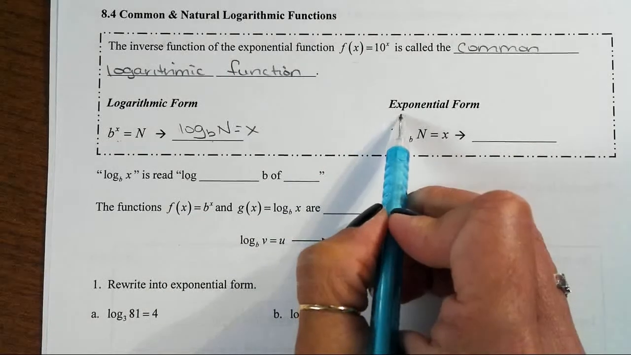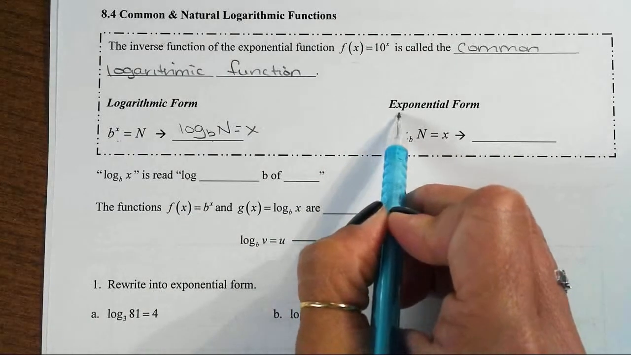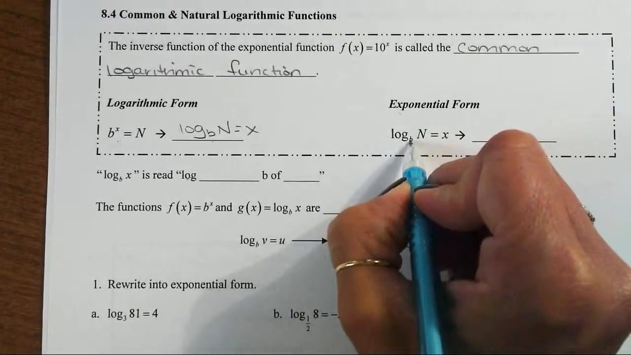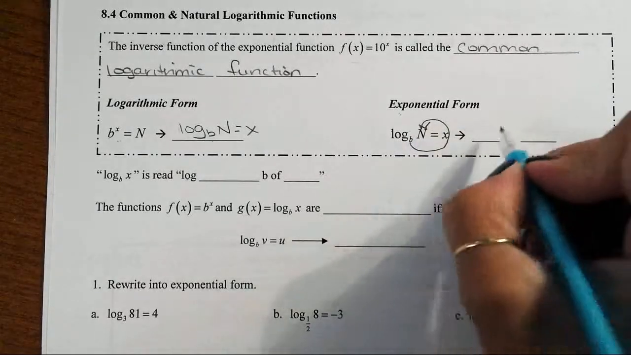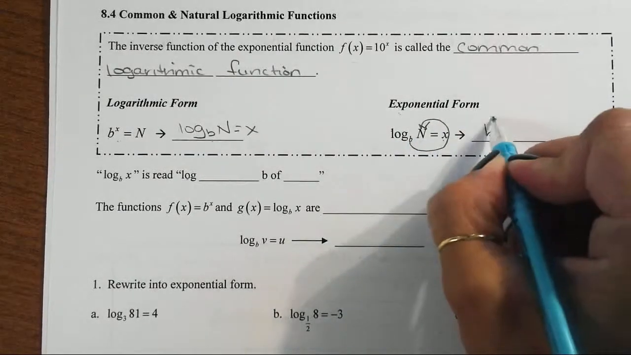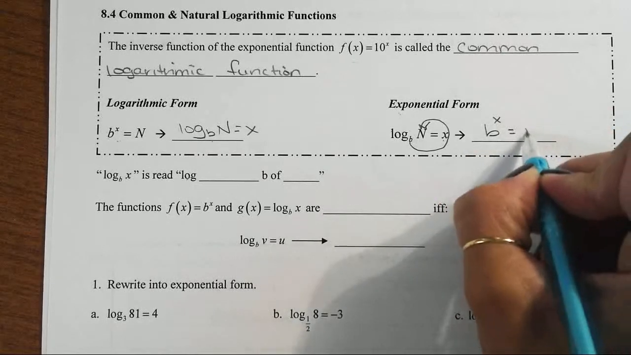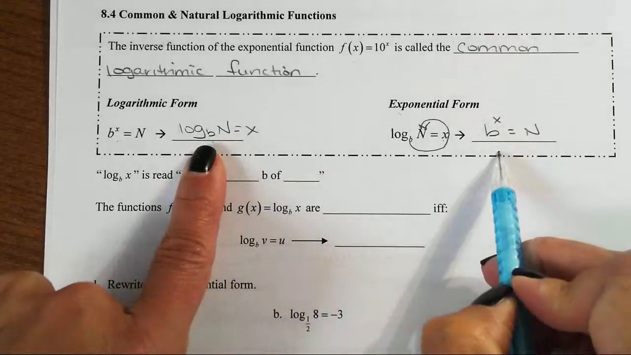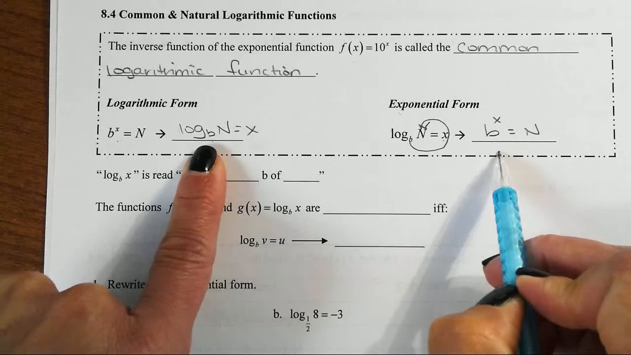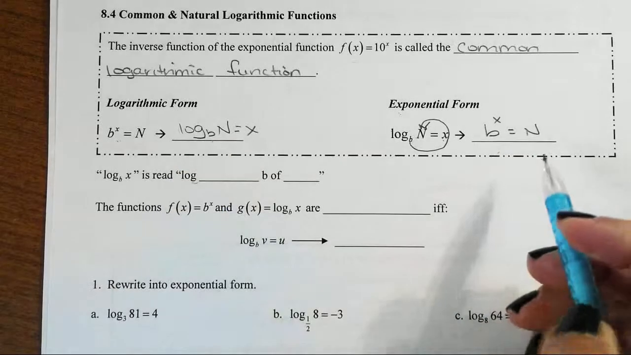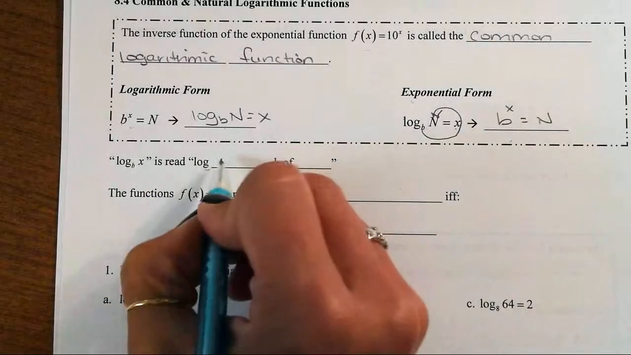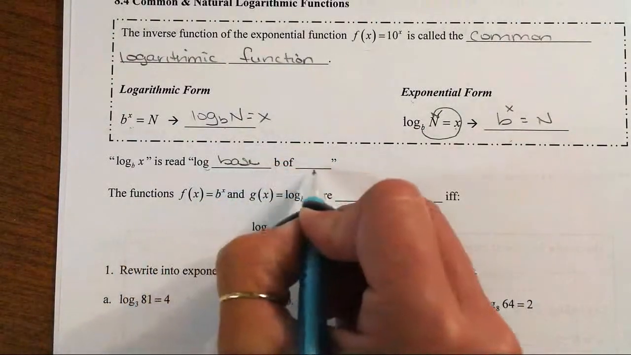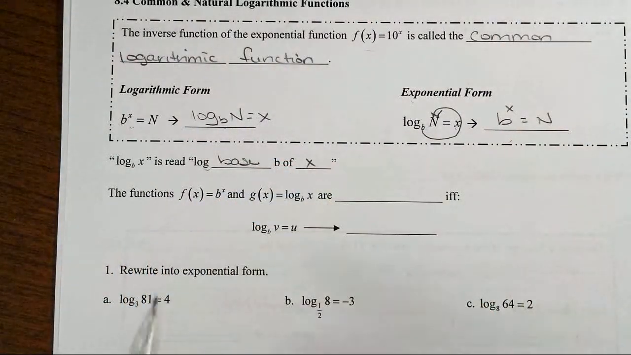When you're going from logarithmic to exponential form, this creates a snail in the counterclockwise motion where b is your base, x is your exponent, and that will be equal to n. These two are equal to each other as they are inverses provided they are written in the correct form. This is read as log base b of x, not log b, log base b.